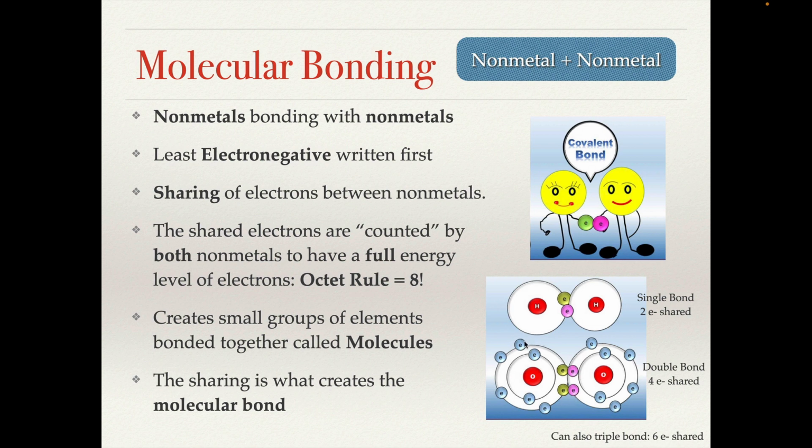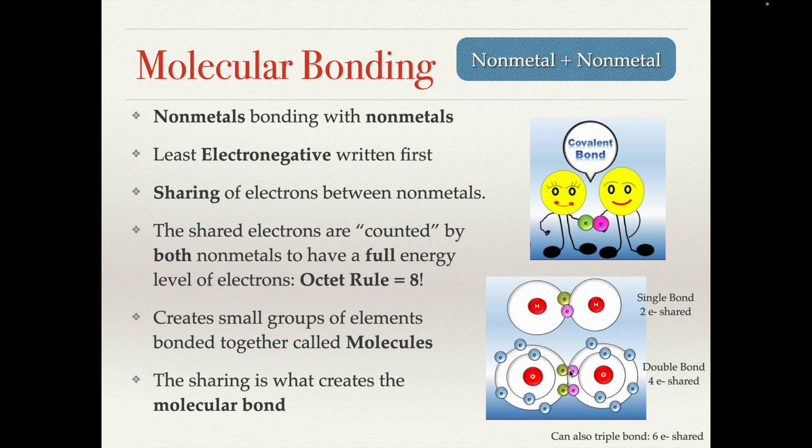So if we count the outside energy levels, there's 1, 2, 3, 4, 5, 6, 7, 8. Because both the yellow and pink, this oxygen is going to count as being part of it, so it has 8. This oxygen is going to do the same. 1, 2, 3, 4, 5, 6, 7, 8. So it's going to count both of its shared ones for its side too. Okay, so they're going to be sharing those electrons to get to that magic rule of 8.